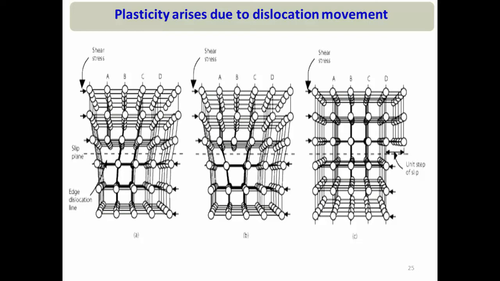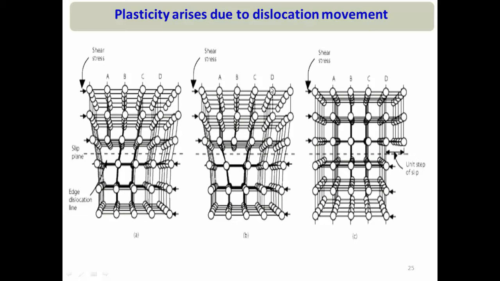So if you continue applying these shear stresses, the dislocation will keep moving, and ultimately it will go to this position, and the shape of the body will change. So dislocation is a way by which atoms inside the material move, and due to this movement of atoms, plasticity arises.